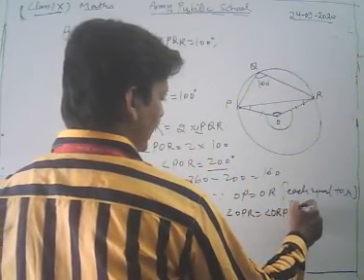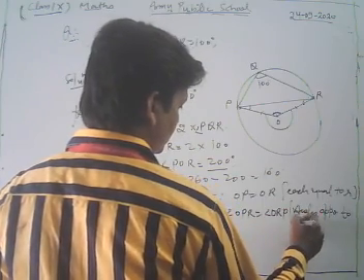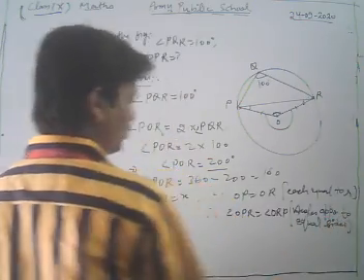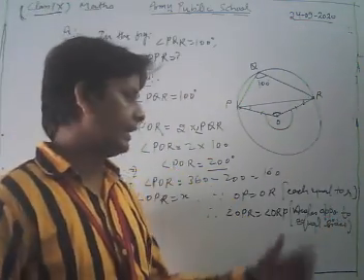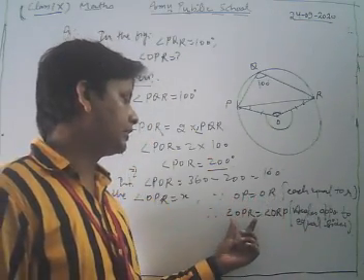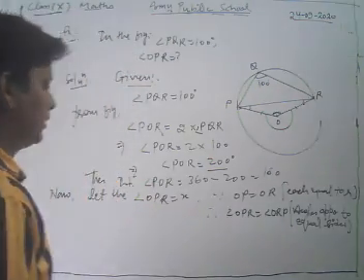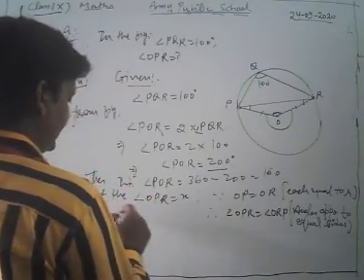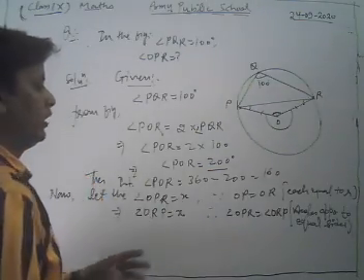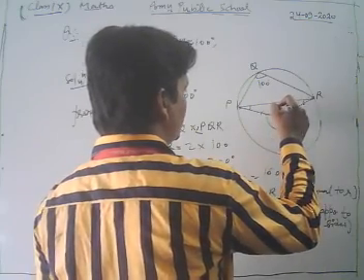Angle ORP, because of angles opposite to equal sides. Okay, because angles opposite to equal sides are also equal. So here OP is equal to OR, that is, angle OPR must be equal to angle ORP. Here we take angle OPR equal to X, then angle ORP is also equal to X. And we have already found the interior angle POR, which is equal to 160 degrees.